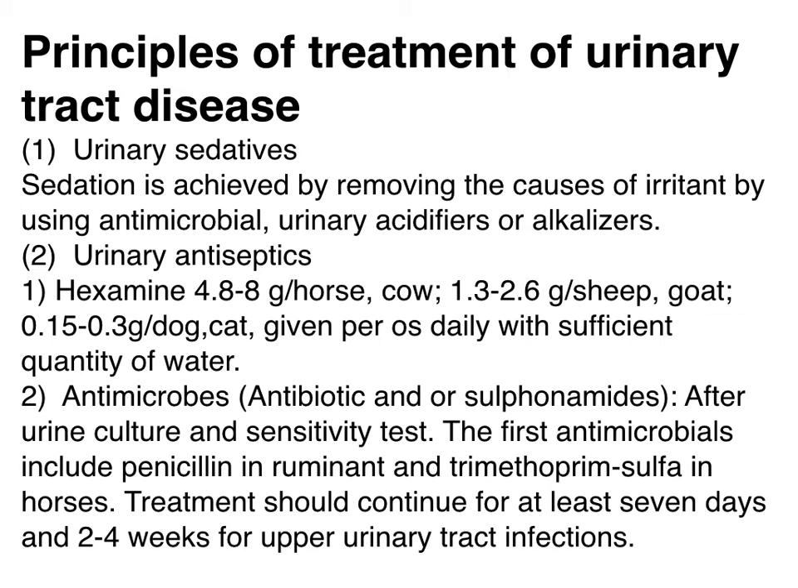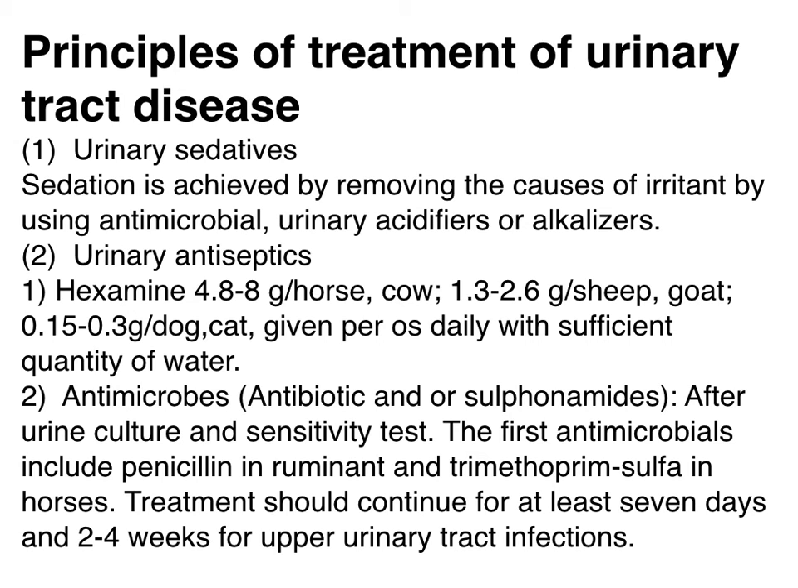The first antimicrobials include penicillin in ruminants and trimethoprim sulfa in horses. مهمة جدا هذه الأنتيبيوتك بحالات urinary tract infection. Treatment should continue for at least 7 days and 2 to 4 weeks for upper tract infection.